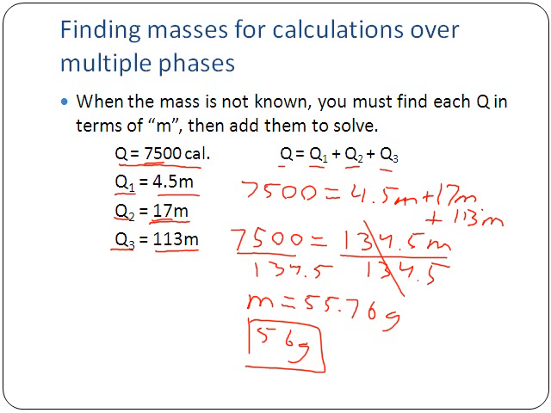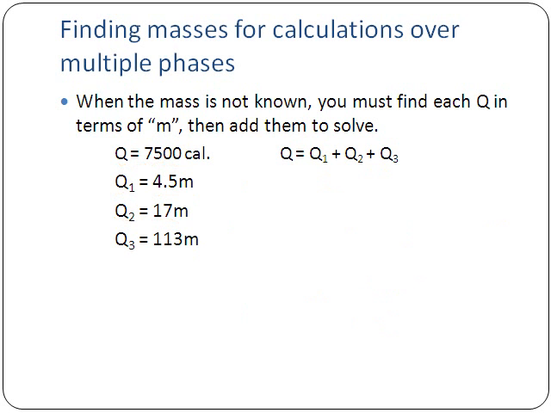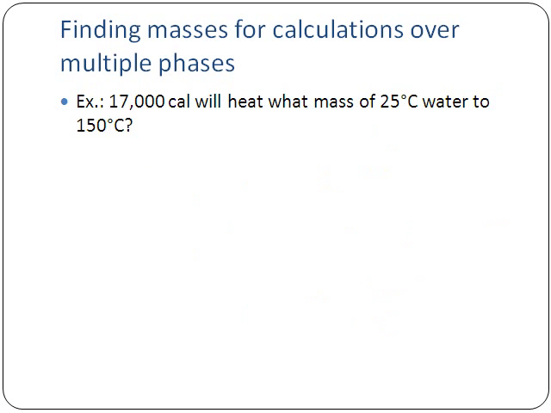Now, let's see one that's actually a full problem, one that you'd work out if you had to do all the steps. And so taking a look at that, let's look. And so we're told that 17,000 calories will heat what mass of 25 degrees Celsius water to 150 degrees Celsius?